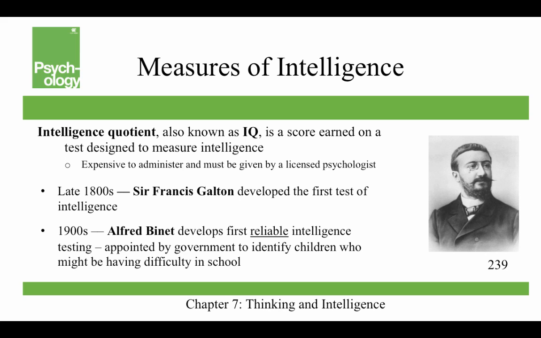Now, these start in the late 1800s with Sir Francis Galton, and he developed the first test of intelligence. He actually believed that intelligence was tied to your perceptual ability. And so this ties back to being fit for your environment and evolution. And Galton was actually a cousin of Charles Darwin, so that's kind of how he came up with that idea.